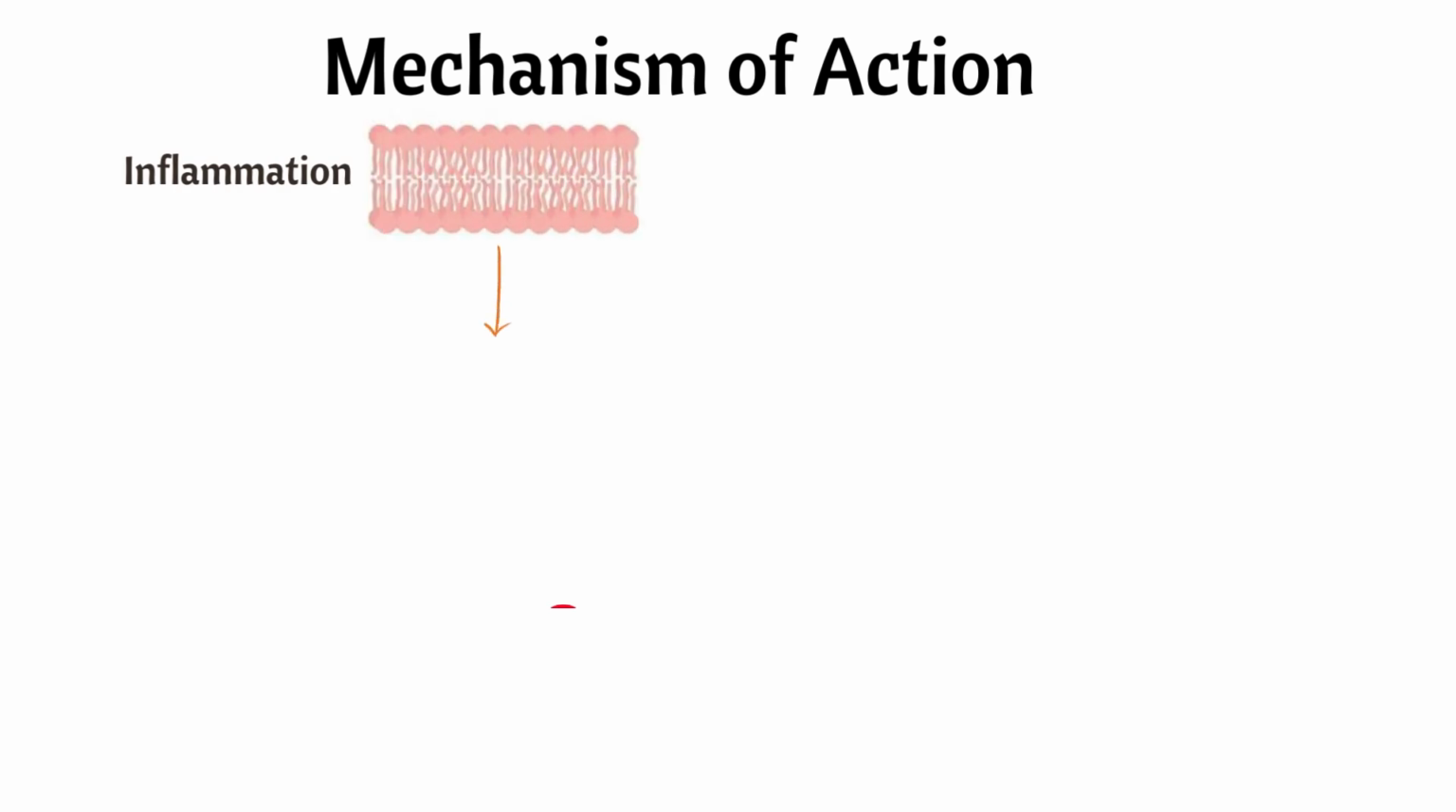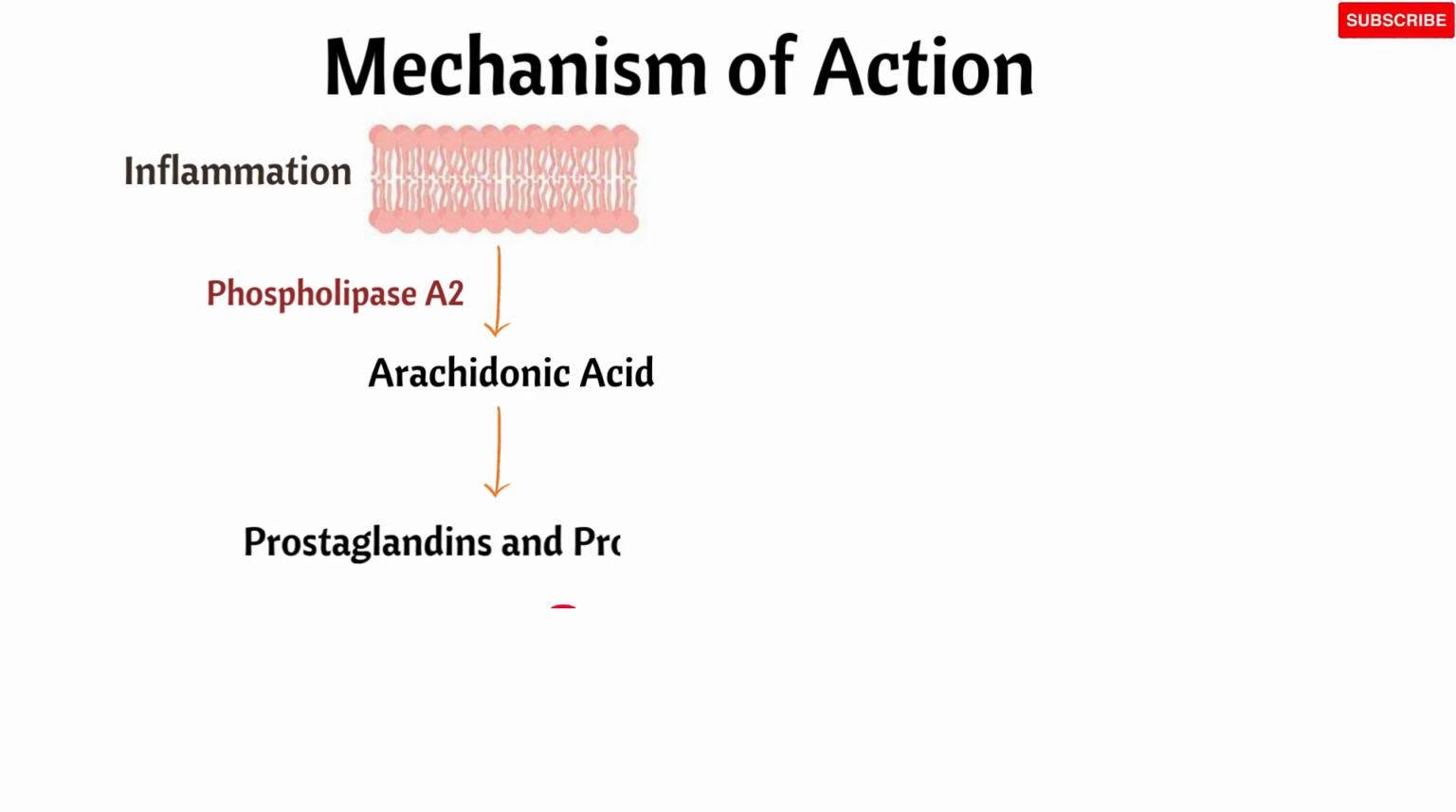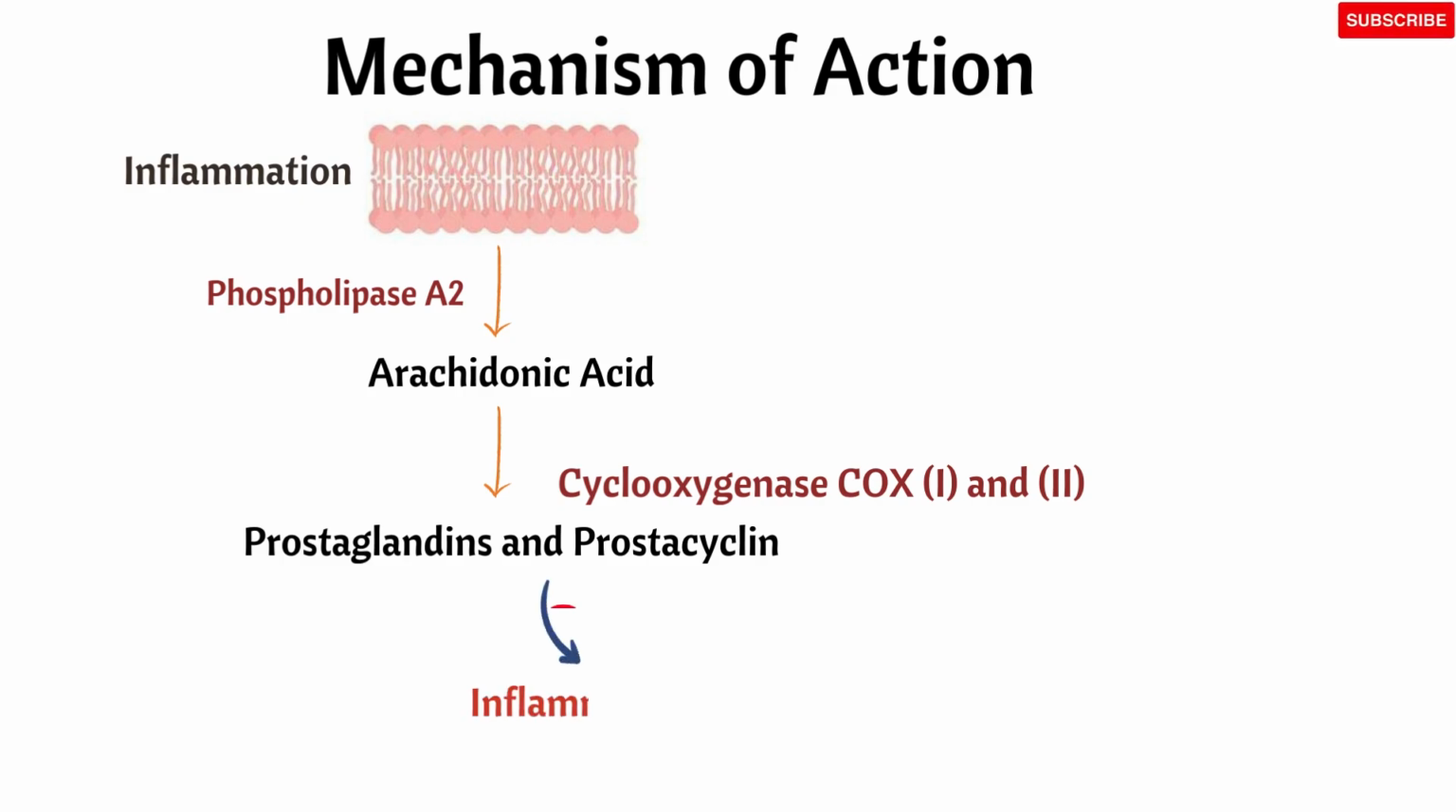Whenever there is an inflammation, the membrane phospholipids are taken up and converted into arachidonic acid by an enzyme called phospholipase A2. This arachidonic acid is then converted to prostaglandins and prostacyclin by the enzymes cyclooxygenase 1 and 2. Prostaglandins are chemicals in the body that cause inflammation, pain, and fever.